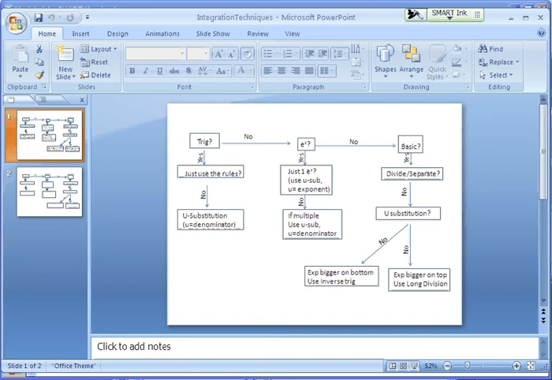So again, this is not a perfect flowchart. It's not an end-all or catch-all that'll just solve everything for you, but at least it helps you ask the right kind of questions and gives you some hints about the markers.